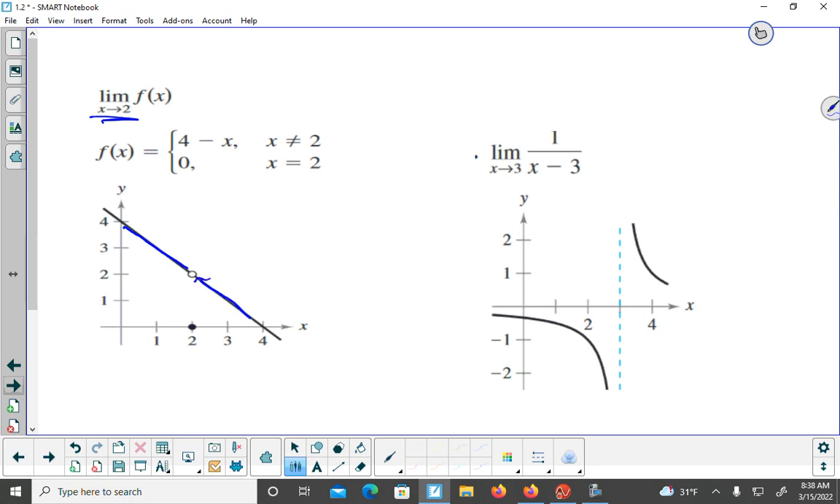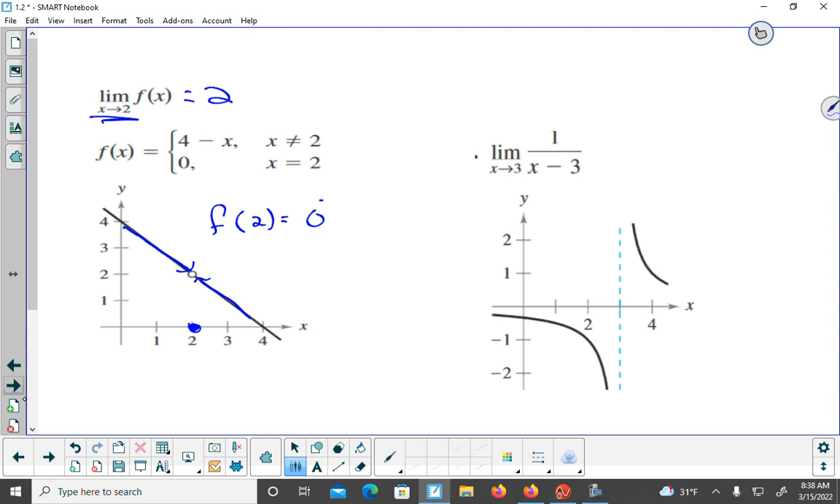As I approach 2 from the right, it also looks like 2. So this limit is going to be 2. Again, this is one of these times that if I ask you what is f of 2, you're going to say f of 2 is 0 because that's where it's defined. It's a 0. So that's an example where the limit does not equal the function.